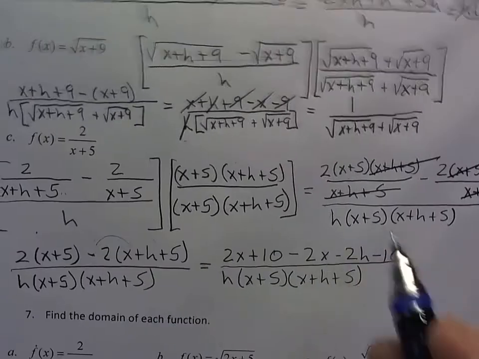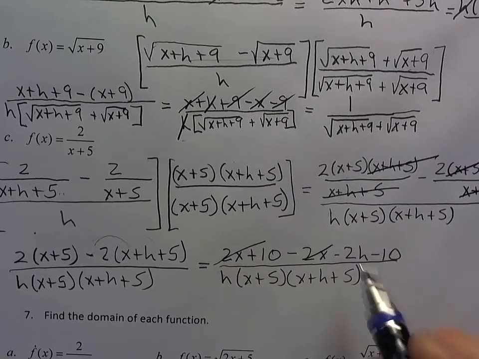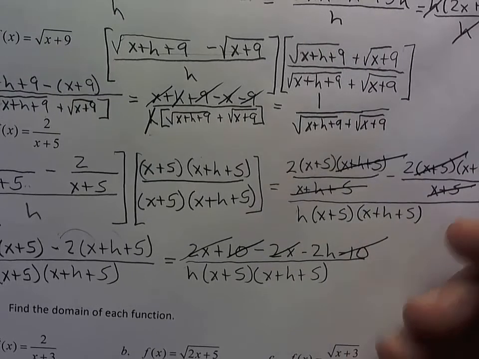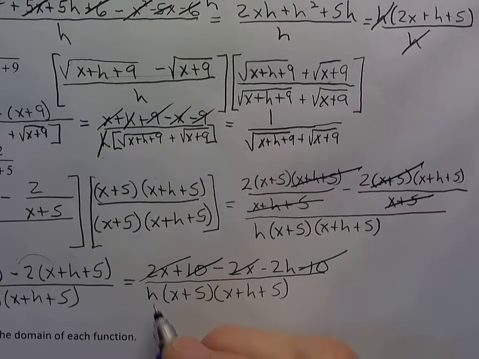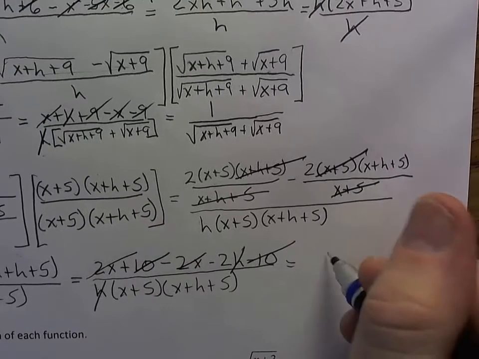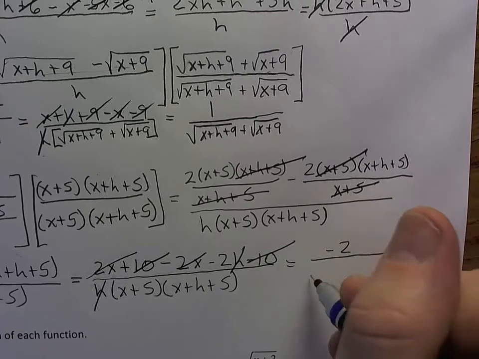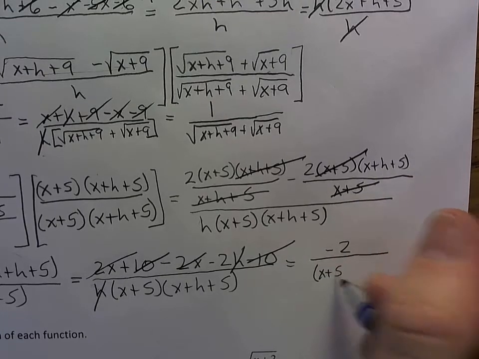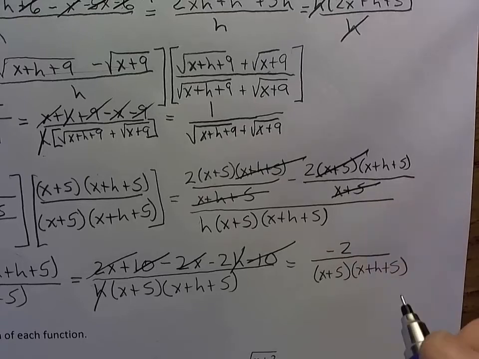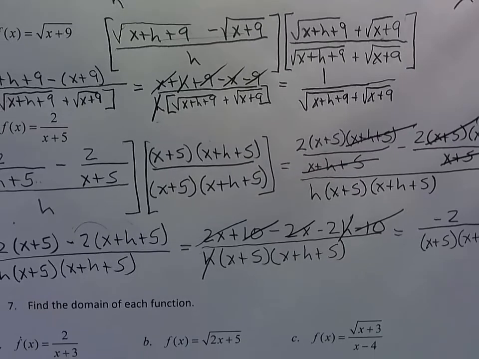Like that. And you can dig what happens here. These cancel. Cool. And it looks like you've just got negative 2h over h here. The h's will cancel, and you're done. You've got negative 2 over x plus 5, x plus h plus 5. And at that point, you've simplified the difference quotient as far as we're going to take it.